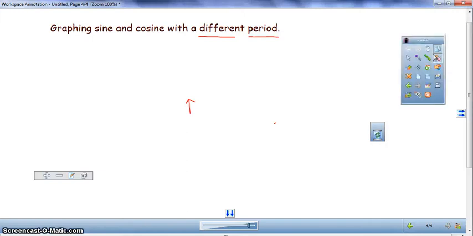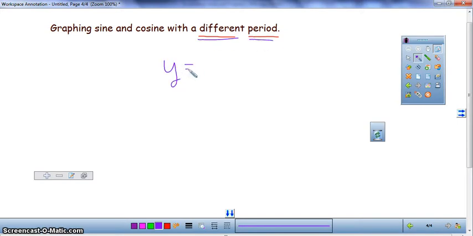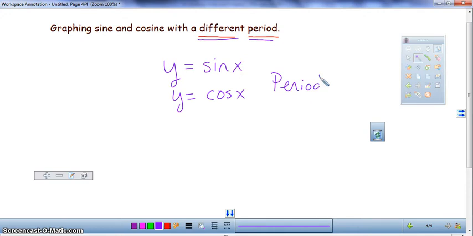All right, now we're going to talk about our next step with graphing sine and cosine, and we're going to look and see what happens when we change the period. So remember, when you had just your parent graph, y equals sine of x or y equals cosine of x, the period was 2 pi, or 360 degrees. So what we're going to do today is change the period. And to change the period, you have to add a coefficient in front of your variable.